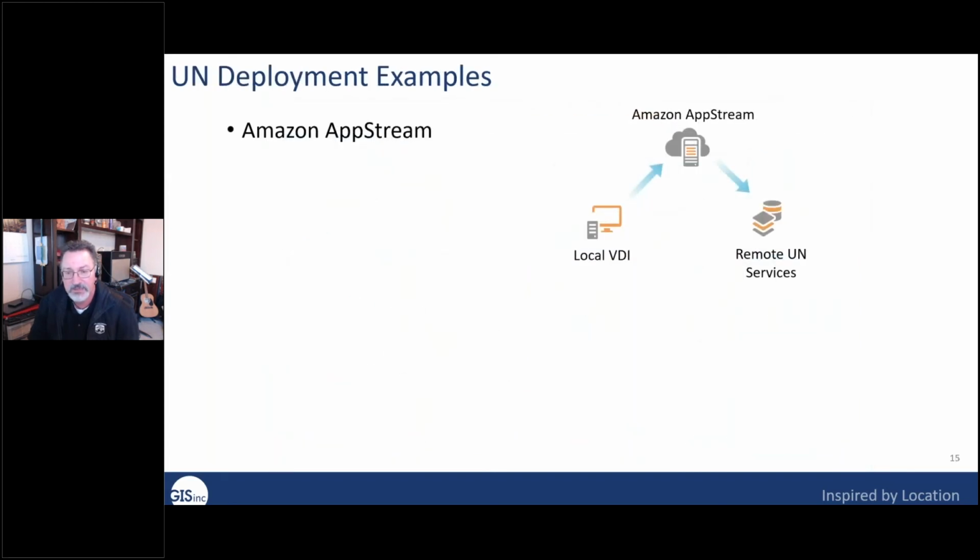Now, the UN is designed to be flexible for today's modern IT practices. In a recent example, one of our clients had a locally accessed VDI, which was unable to support ArcGIS Pro, specifically due to the graphics cards. A virtualized environment located in a different state hosted the UN database and the feature services. We then configured Amazon AppStream, which does support Pro, allowing our client to run Pro through this thin desktop streaming service to connect to the remote UN. All locations were in different states, and they performed very well together.